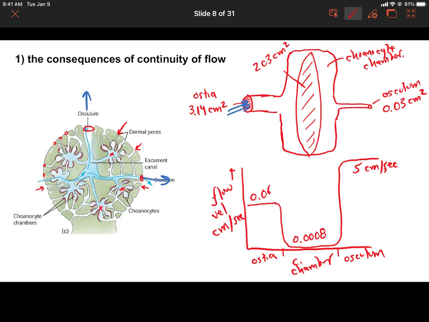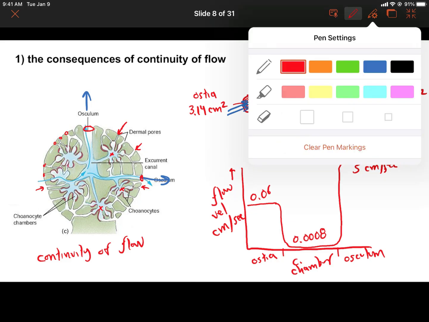Okay, so the principle is just that there is continuity of flow. What goes into the inlet of a sponge, aka all those ostia, the amount of flow that enters there has to be, per unit time, equivalent to the amount that comes out of the osculum per unit time. And that means the flow velocity of water in those different compartments varies just based on the total cross-sectional area of those compartments. Okay, who cares?